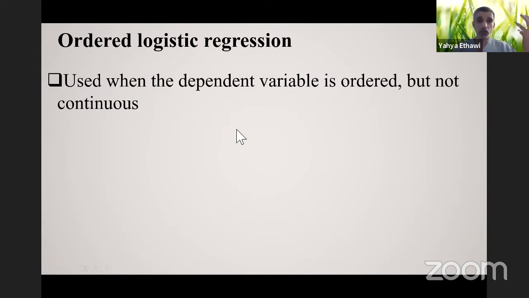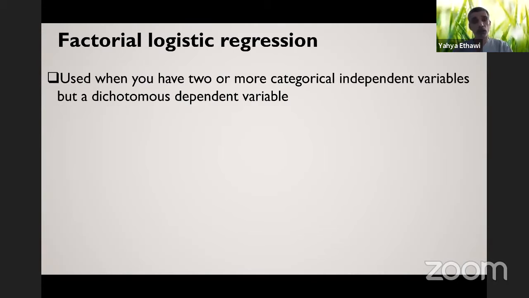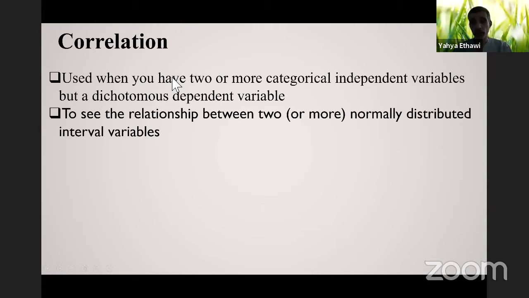Friedman test, ordered logistic regression. Okay. Logistic regression usually tests the dependent variable, not the independent variable, and regression in general should be on a continuous variable, sorry, an ordered variable. Factorial logistic regression is when you have two or more categorical independent variables. Correlation relates two or more variables, but they are dichotomous, and so on.